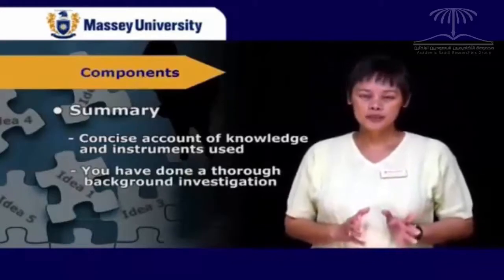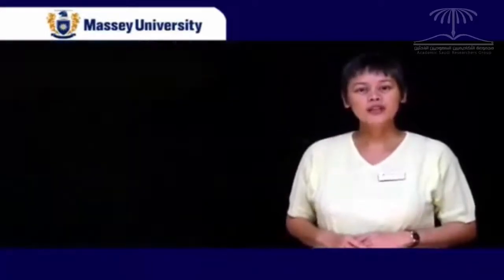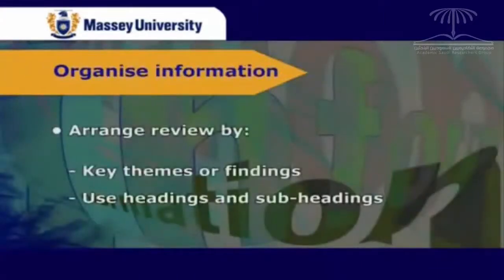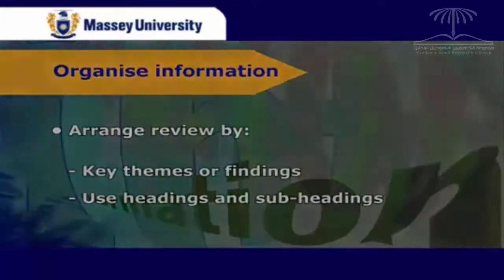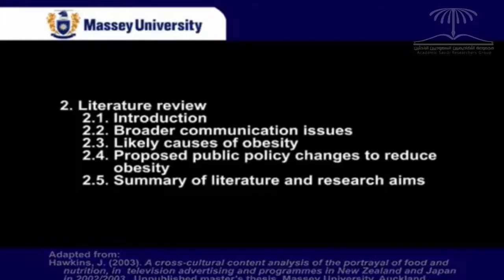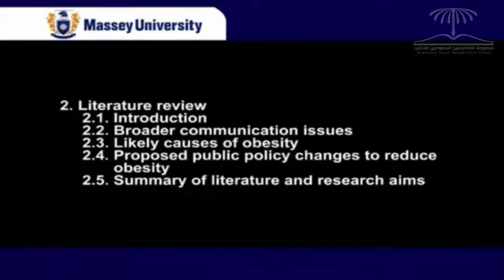Now that we know the basic components in a literature review, let's look at how to organize the information. First, arrange your review by key themes or findings and use headings and subheadings. Let's look at this example. Broader communication issues, likely causes of obesity, proposed public policy changes to reduce obesity. The literature review ends with a summary and then outlines the research aims. Under each heading, there may be further subheadings. Let's look at the example further.